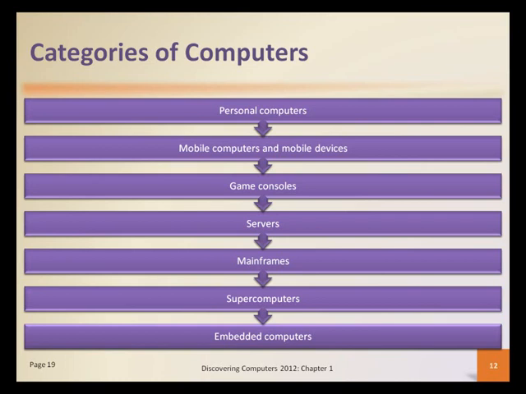Personal computers, I think we know what those are. Could be a laptop, could be a desktop, could be a tower, has the keyboard, the mouse, the monitor. Mobile computers and mobile devices, again, it blurs with personal computers, but smartphones, tablet computers, e-readers, all these sorts of things that are intended to be available on the go. So that's a category of computer.